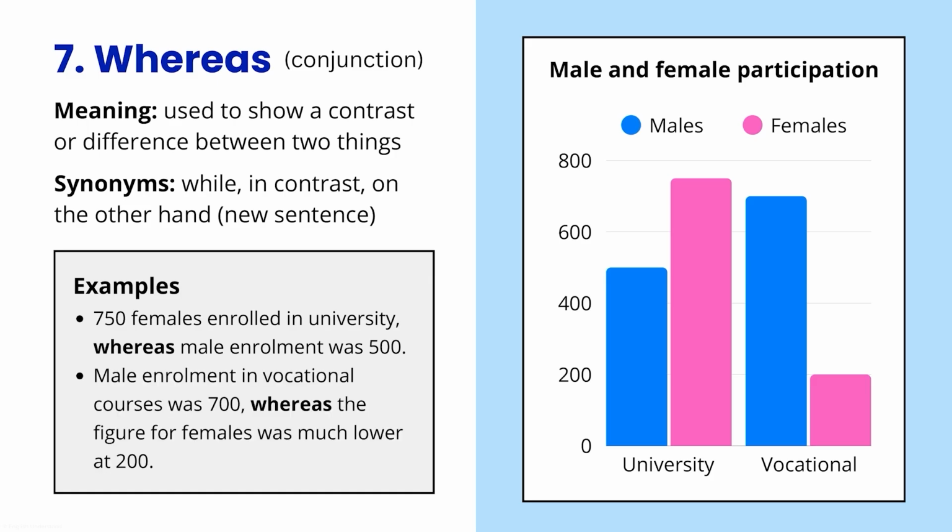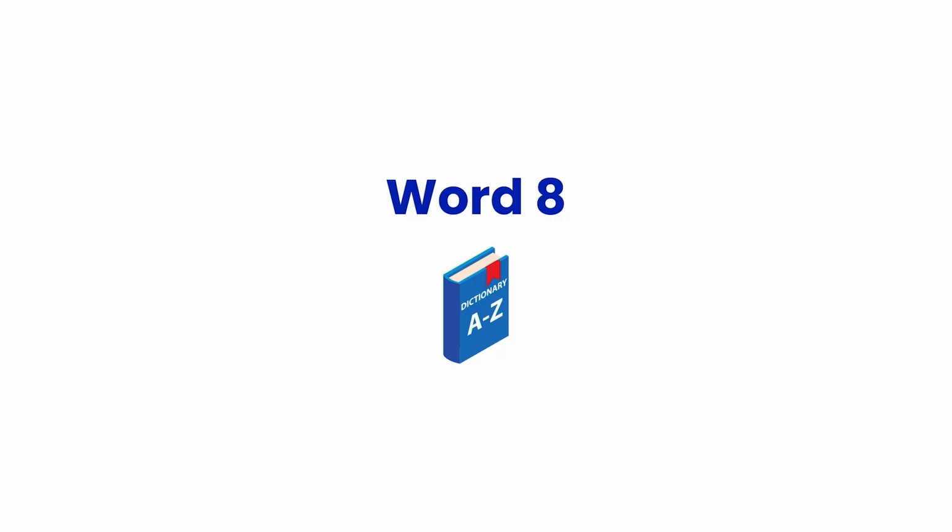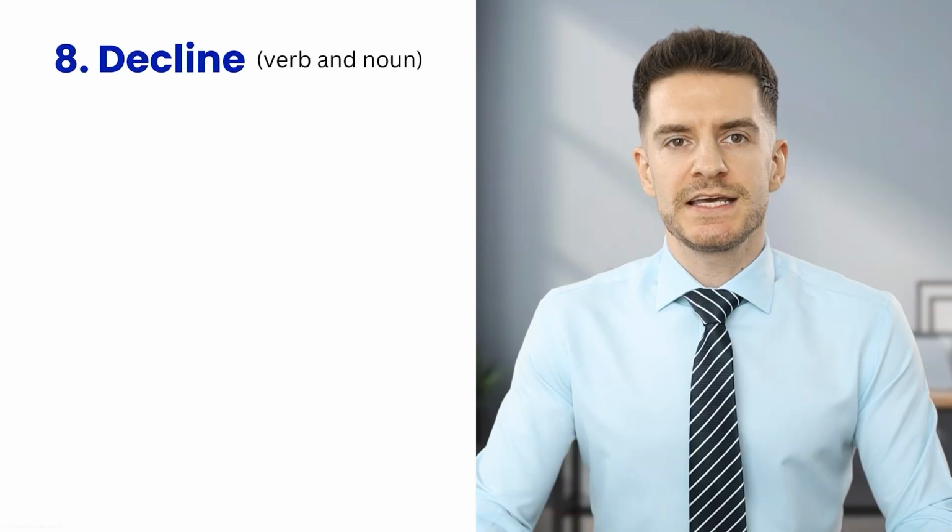Here's another example. Male enrollment in vocational courses was 700, whereas the figure for females was much lower at around 200. So again, we're using this word to show that there is a difference, there is a contrast. So whereas is a great word to use when you want to talk about two different pieces of data or information that are different. Moving on to word number 8 now, which is decline.